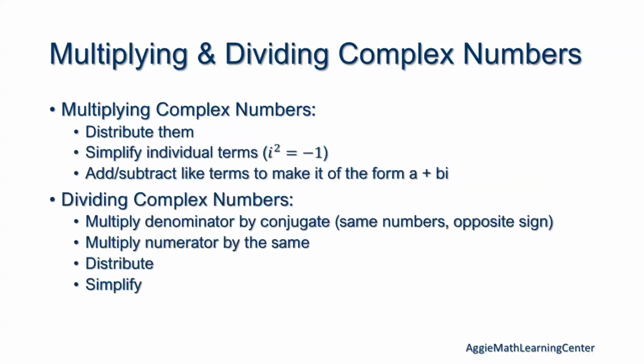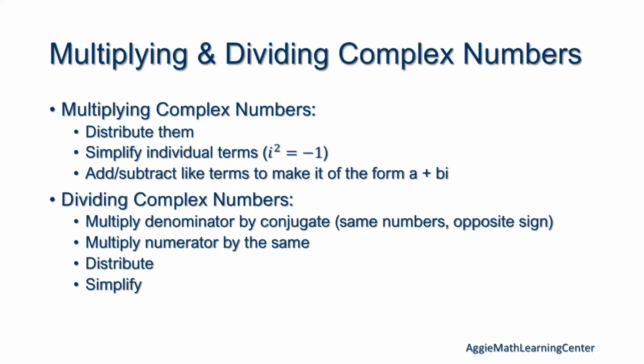Next is multiplying and dividing complex numbers. When multiplying complex numbers, you distribute them just like with any sort of multiplication across parentheses. Whenever you get terms like i squared, you can simplify them because i squared is equal to -1. And just like before, you add and subtract like terms to make the form of a plus bi.